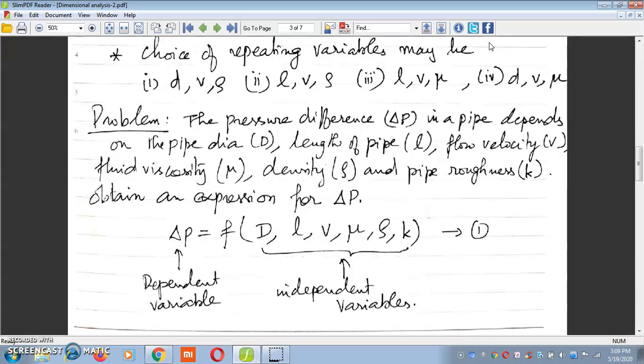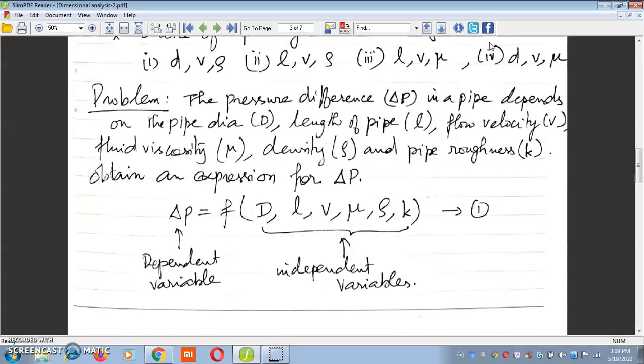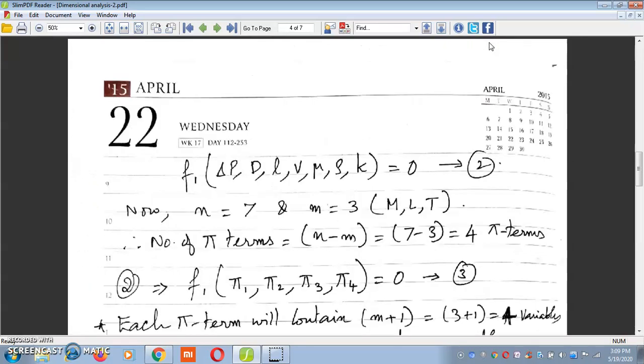So I write equation 1 first. del P as a function of d, L, V, mu, rho, K. This is equation 1. In the next step, I combine both the dependent and independent variables and write equation 2. That is, some other function f1 of del P, d, L, V, mu, rho, K is equal to 0.